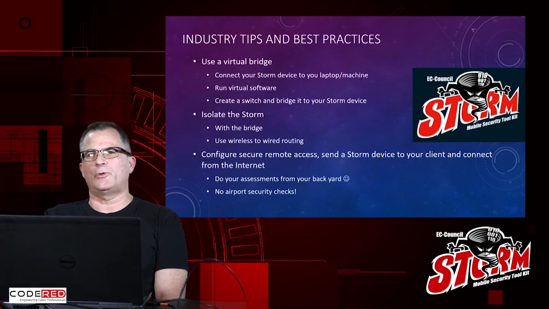Then we can configure secure remote access. I can send a Storm device to a client, and once I send it, I have them connect it to their network and provide me a public address with a virtual private network. Then I can log into the Storm device, and it's essentially a node on their network. Since it has all the hacking tools on it, I can literally hack from that device and do my pen testing and assessments from my backyard. That's kind of a nice thing to do. Float around the pool and do hacking, because the Storm device is on site with the client, and I didn't have to go through airport security checks. So that's a good way to do it.